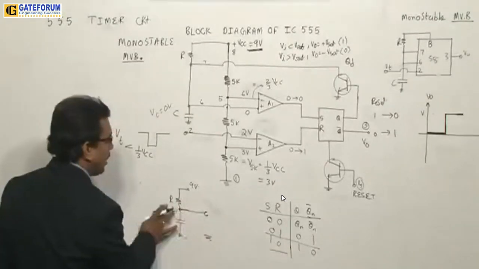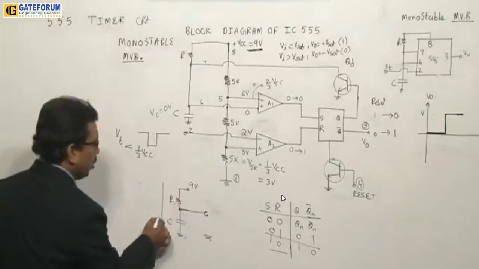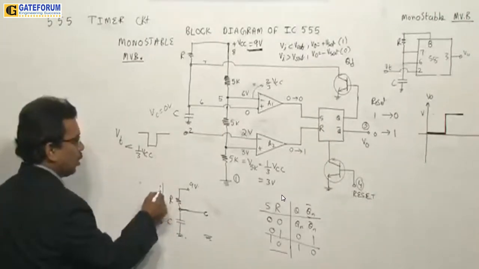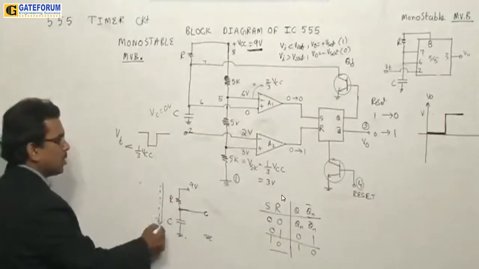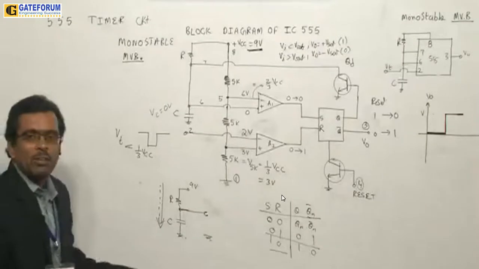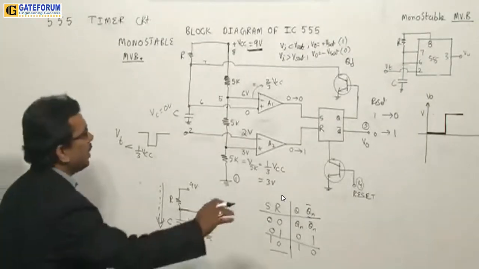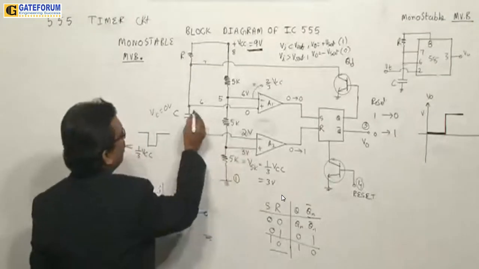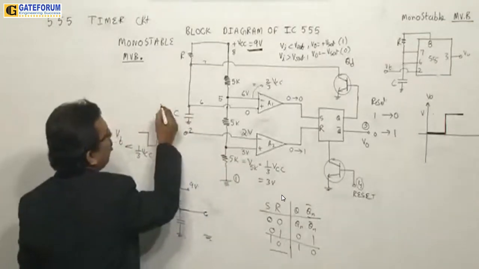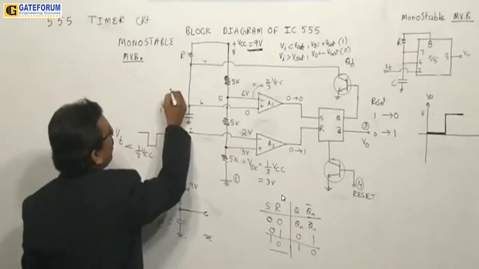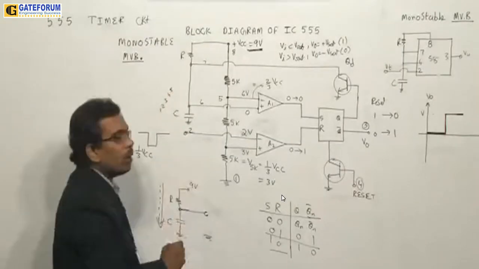Now what happens? Carefully observe, everybody. Now the capacitor gets the opportunity to charge. So the capacitor gets charging current and starts charging. When the capacitor starts charging, its voltage will increase. So I'll have the capacitor voltage at 1 volt, 2 volt, 3 volt, 4 volt, 5 volt, it will start increasing.